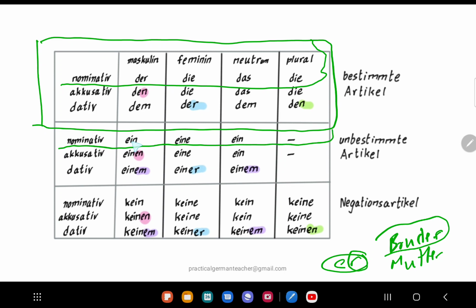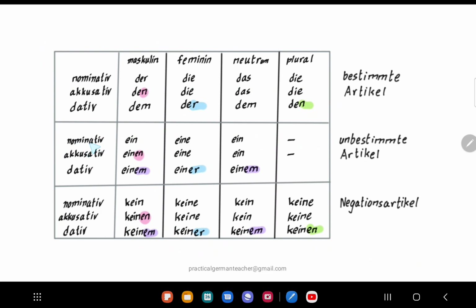So now you have unbestimmte Artikel, ein. But let's start with Negationsartikel because here you also have the fourth one, plural case as well. So again, kein for masculine, neutrum; feminine, plural, keine. When you go to accusative case, Negationsartikel, feminine, neutrum, plural don't change, only masculine changes, goes from kein to keinen. When you go to dative case, Negationsartikel, masculine and neutrum change, but they sound the same: keinem. Plural will be keinen. Here, check. And then feminine dative will be keiner. Here it is, der. I guess you can follow the pattern, right?